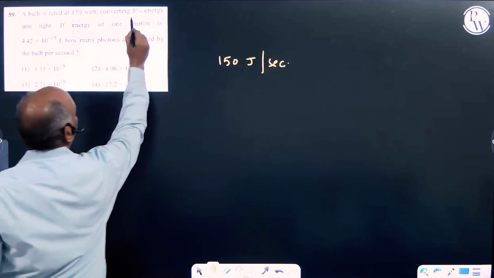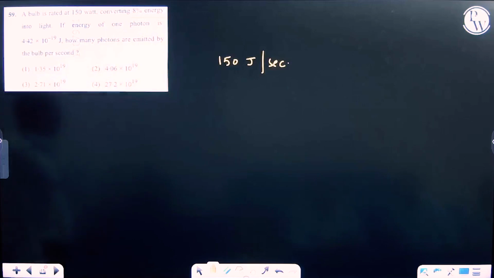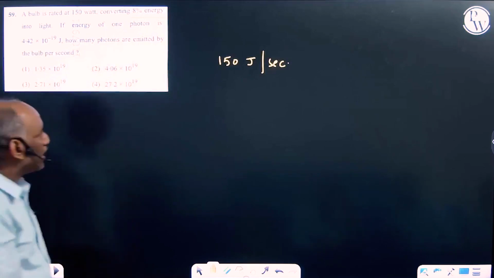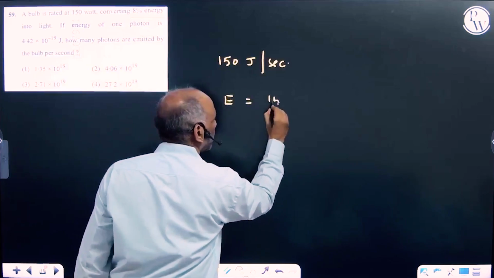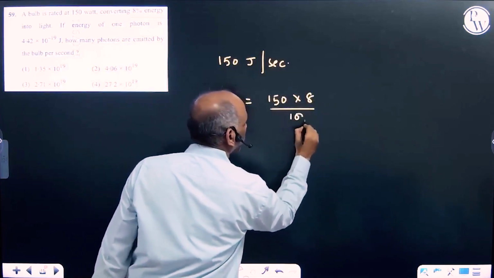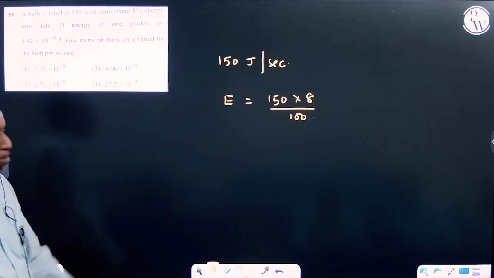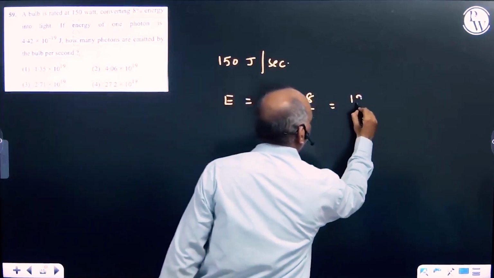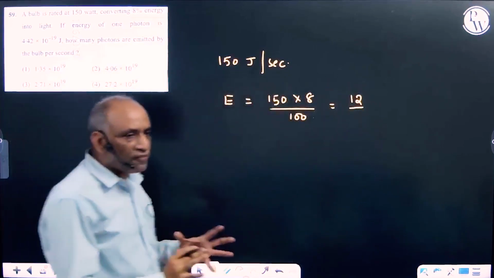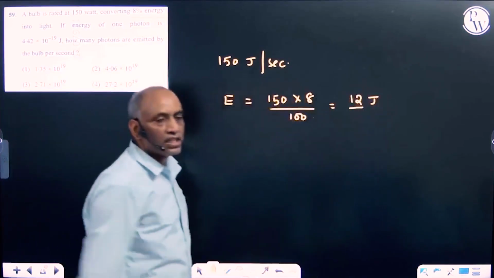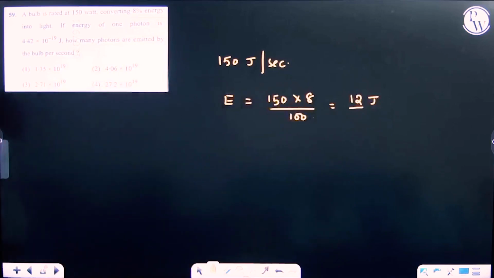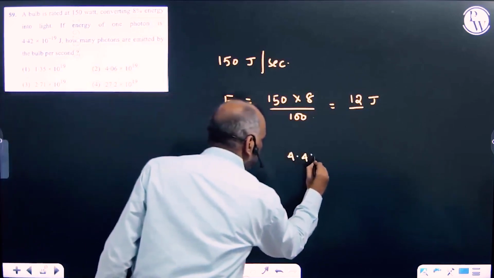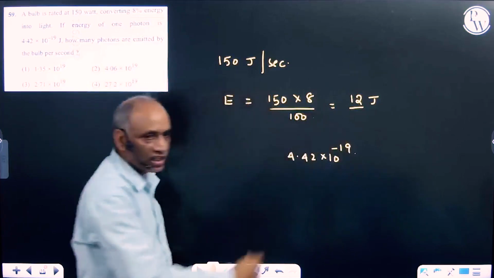But he has mentioned 8% energy into light. Only 8%. So the amount of energy that is spread out is 150 into 8 divided by 100. This simply becomes 12. So the amount of energy per second is 12 joules per second only that it is emitting out, and that energy is emitted in the form of radiations. And each radiation, he has given how much energy there is: each photon has 4.42 into 10 power minus 19.